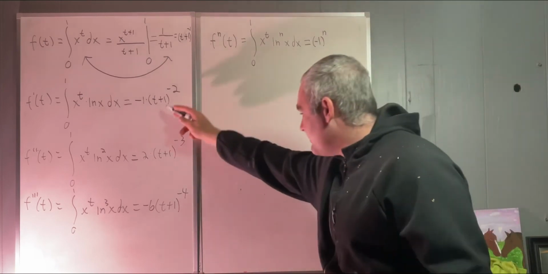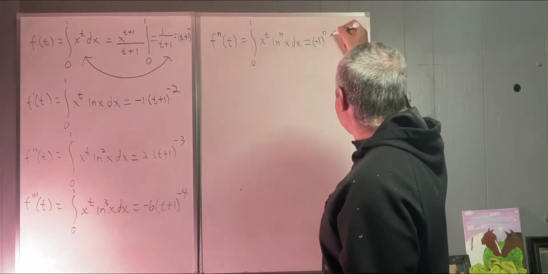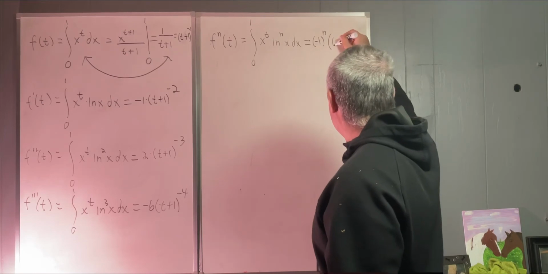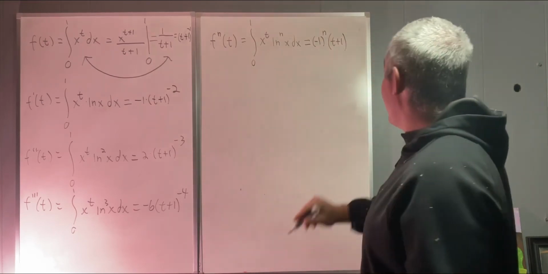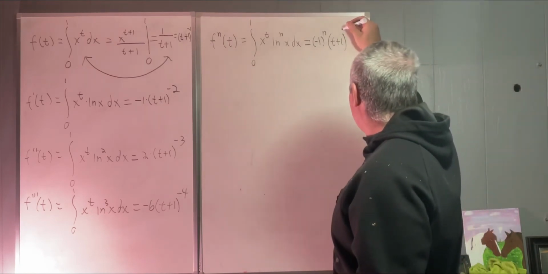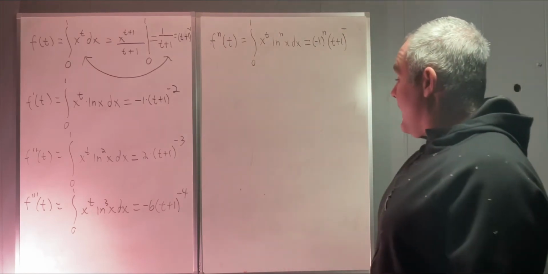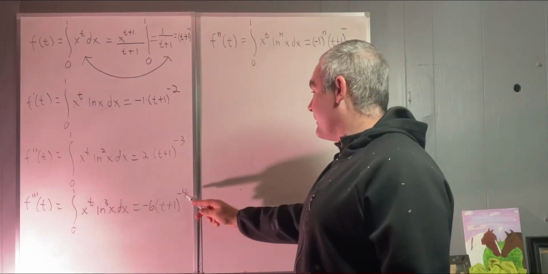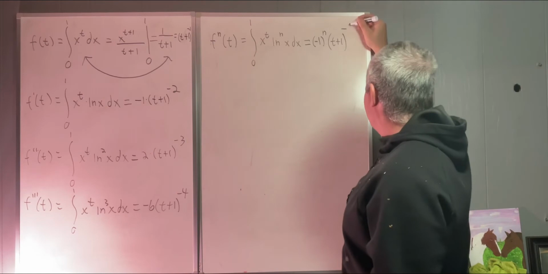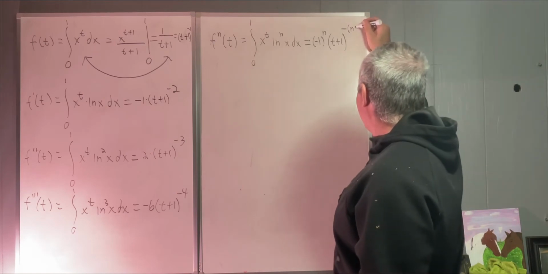And then the t plus 1 inside the parentheses never changes, but the power on it does, and the power is always a negative power. Let's see, on our first derivative we have 2, on our second we have 3, on our third we have 4, so clearly this is n plus 1.